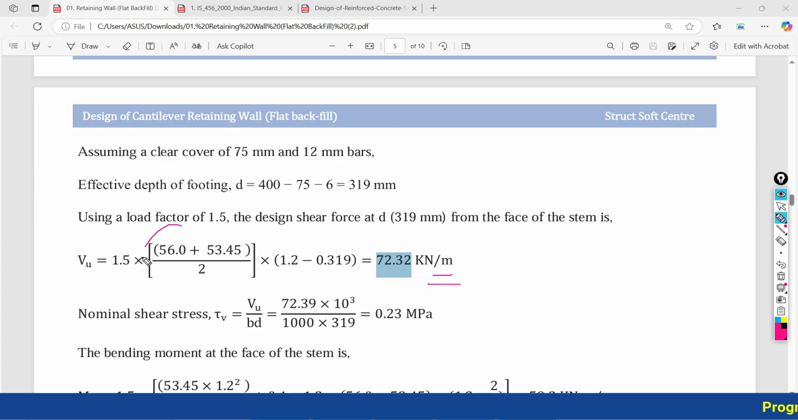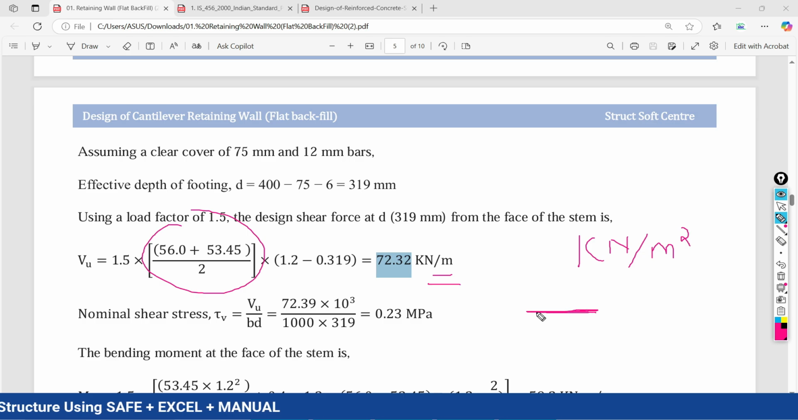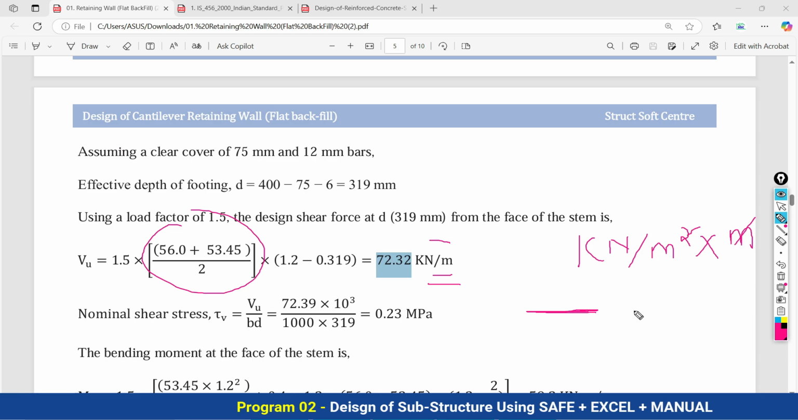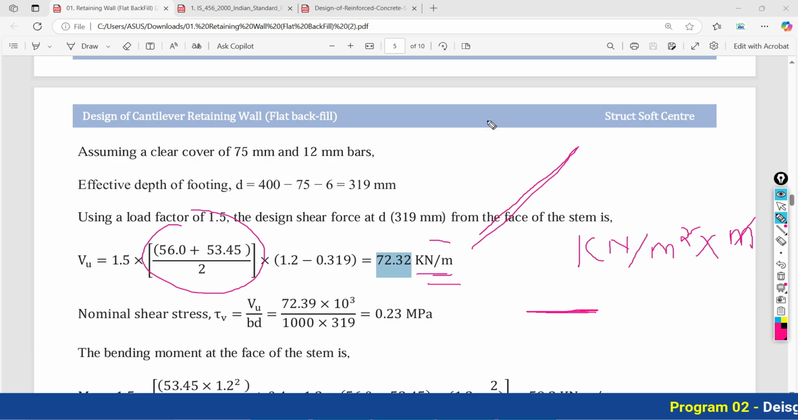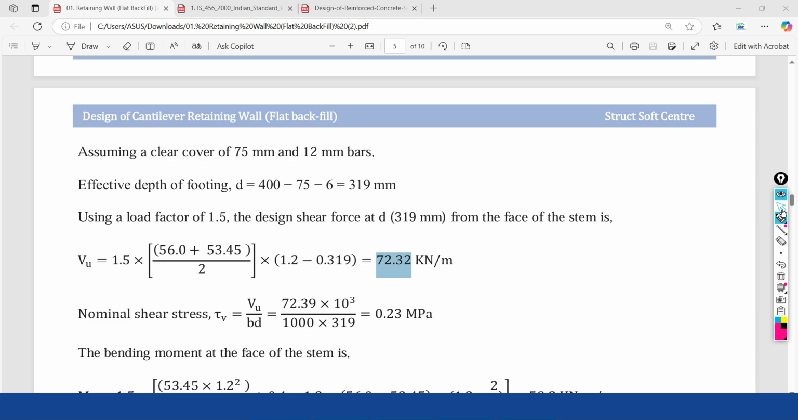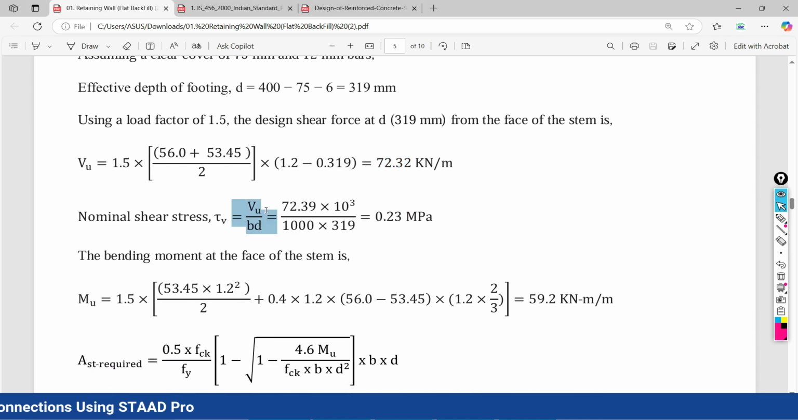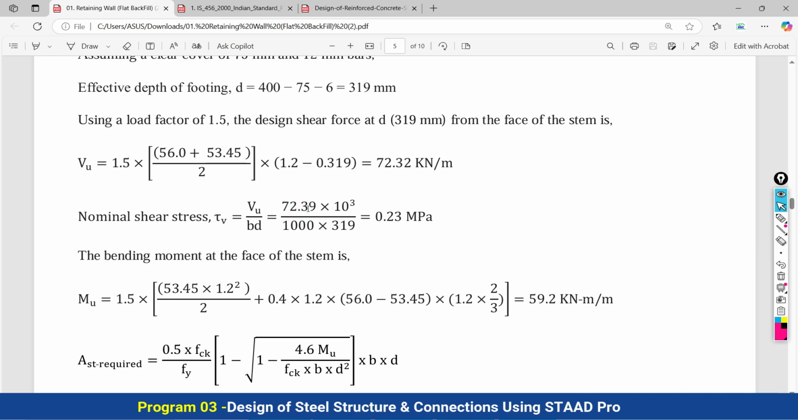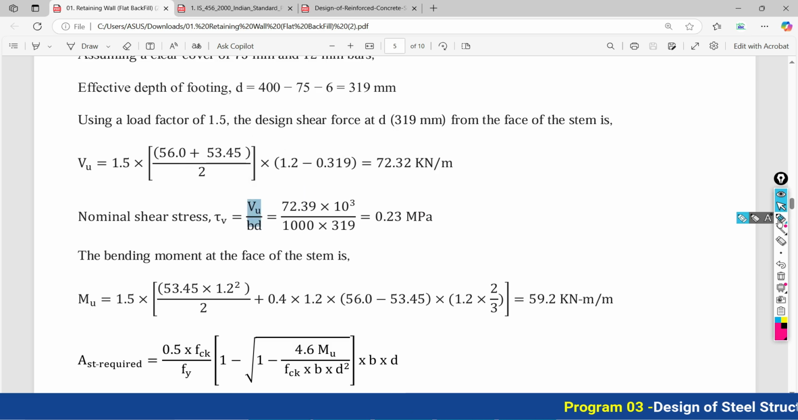Previously this was the pressure, kilonewton per meter square. We are going to multiply it over the width of the base, so this meter and this meter are going to be cancelled. Now it is going to become kilonewton per running meter of your retaining wall. So this is the shear force. Now we have to calculate the nominal shear. Nominal shear is total shear force divided by b into d. So total shear force 72.39 multiplied by 10 raised to 3, divided over the 1 meter length of the retaining wall.